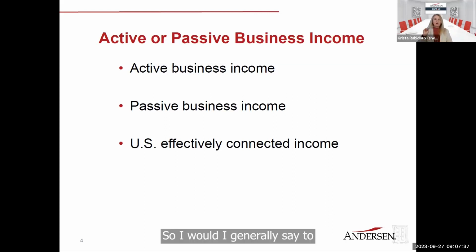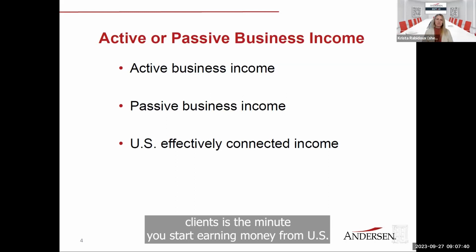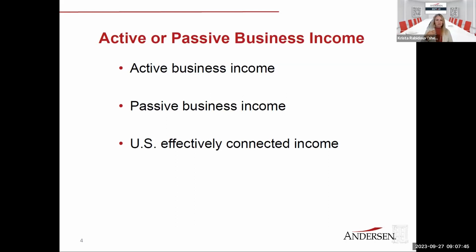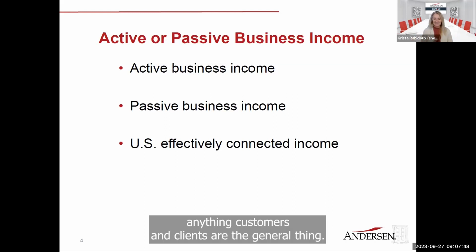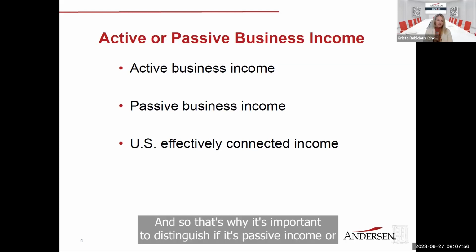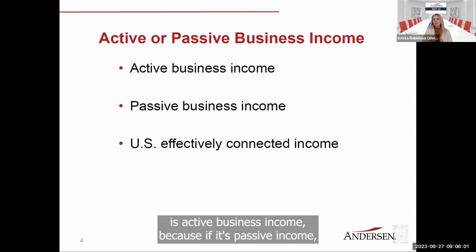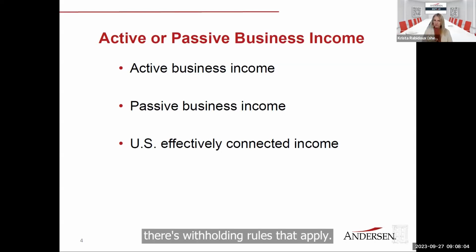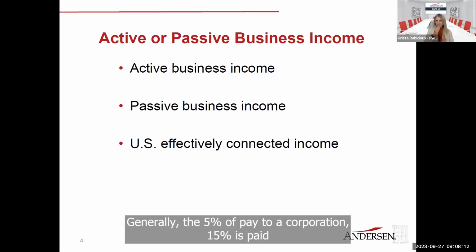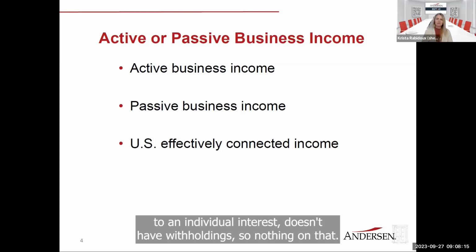So what I generally say to clients is the minute you start earning money from US customers, US clients, US anything, customers and clients are the general thing, you're likely brought into the reporting regime, unless it is passive income. And that's why it's important to distinguish if it's passive income or active business income, because if it's passive income, there are withholding rules that apply. So you don't actually have to file a return. The payor will withhold on dividends, generally 5% if paid to a corporation, 15% if paid to an individual.